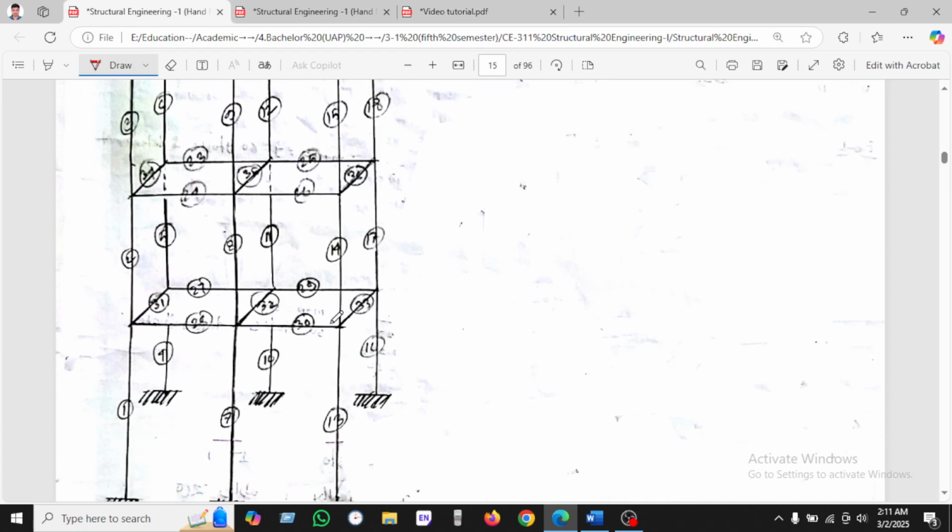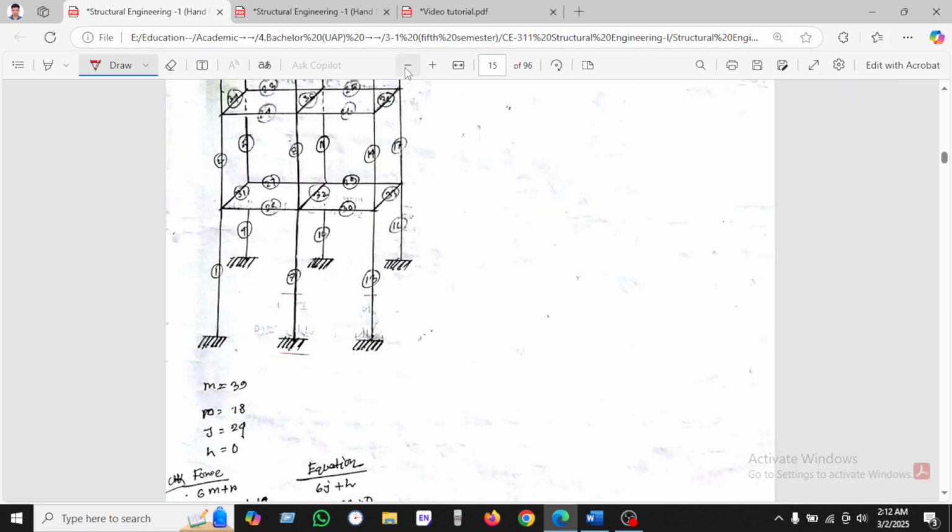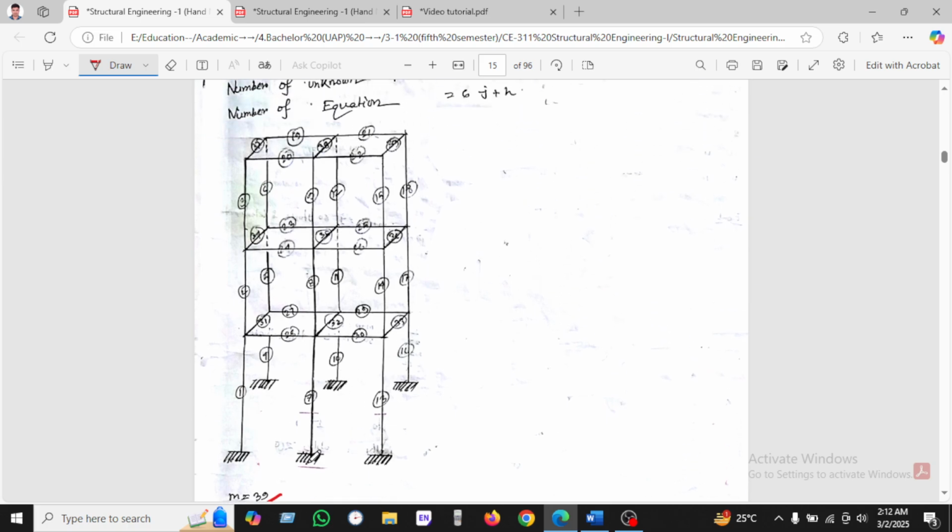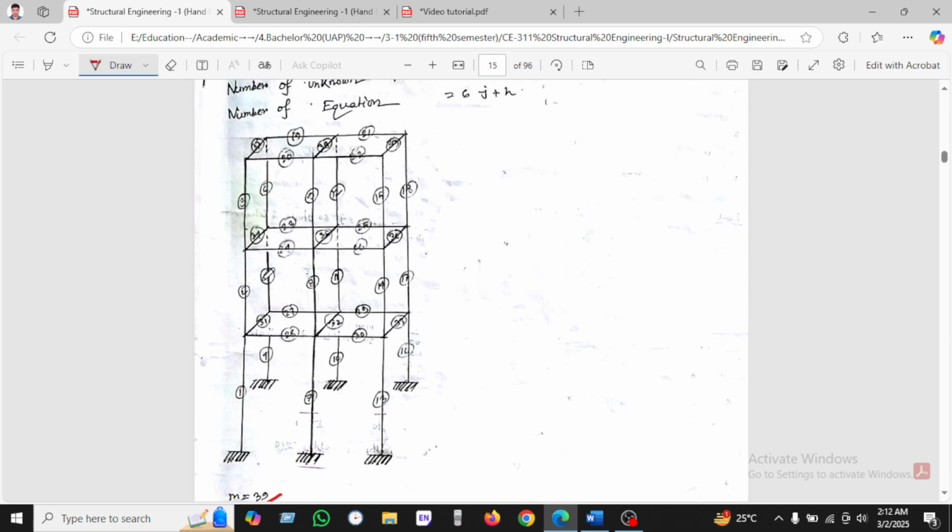We are seeing here many members. I'm just counting as 39: 1, 2, 3, 4, 5, 6, 7, 8, 9, 10, 11, 12, 13, 14, 15, 16, 17, 18, and in this way, calculating, found 39.